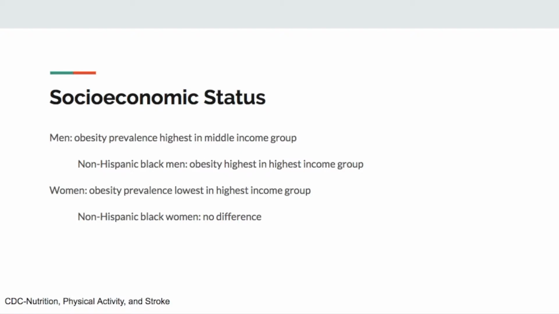With socioeconomic status, obesity prevalence is highest among men in the middle income group. With non-Hispanic black men, obesity is highest in the highest income group. And then with women, obesity prevalence is lowest in the highest income group. And with non-Hispanic black women, there are no differences.